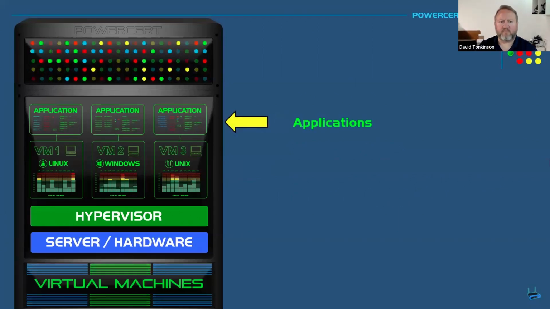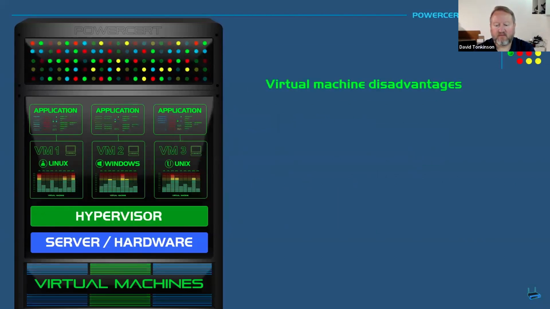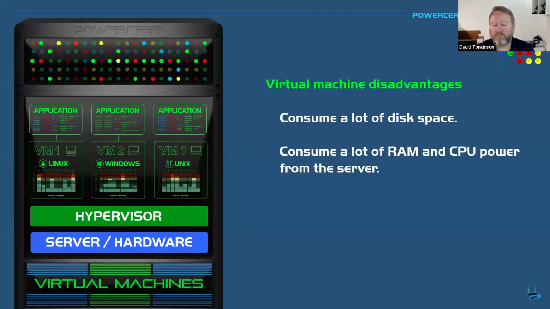As you can see, virtual machines solve the problem of wasting money on new servers. But as great as they are, they do have some drawbacks. One of them is that VMs can consume a lot of disk space, because each VM has its own dedicated operating system. And because they have their own operating system, VMs also consume a lot of RAM and CPU power from the server that could be used for other processes.